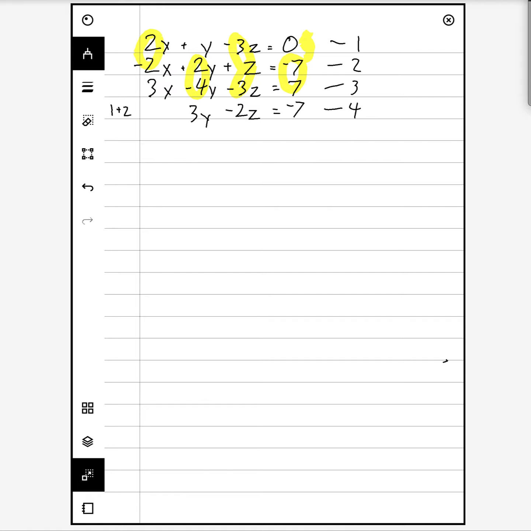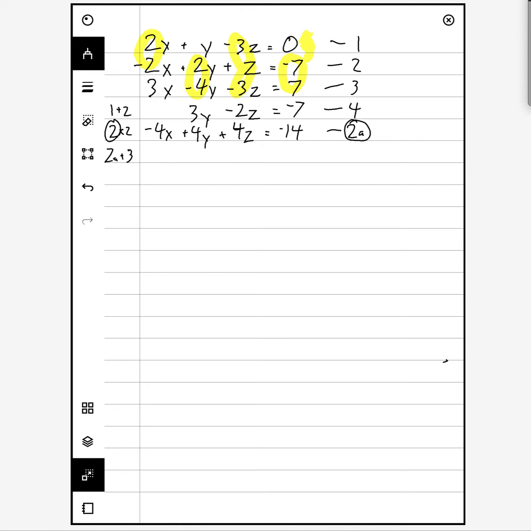Okay, and then let's try 2 times 2. So negative 4x plus 4y plus 4z is equal to negative 14. This is going to be called 2a. Then we're going to do 2a plus 3. Sometimes I circle them, sometimes I don't. It's okay, as long as you get it. That's all that really matters.